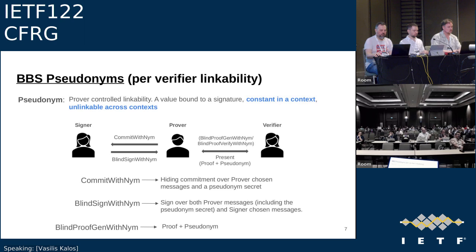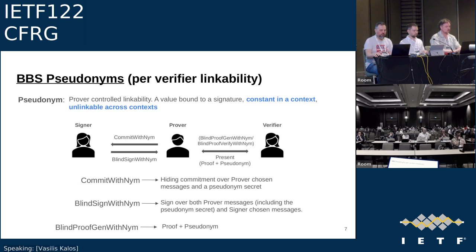So pseudonyms are building on top of the blind signatures draft. Essentially, a pseudonym is a value that will accompany the proof created by the prover. So it will be part of the presentation, bound to the signature, constant inside a context or for a certain domain, and unlinkable across contexts or across domains. So, for example, for a specific verifier, the pseudonym value will always be the same, but across verifiers, the pseudonym value will be different and unlinkable to the previous one.